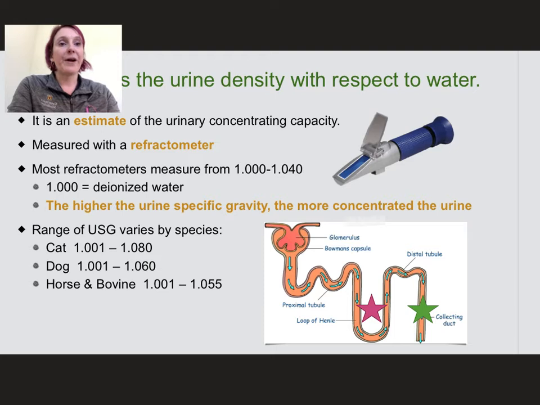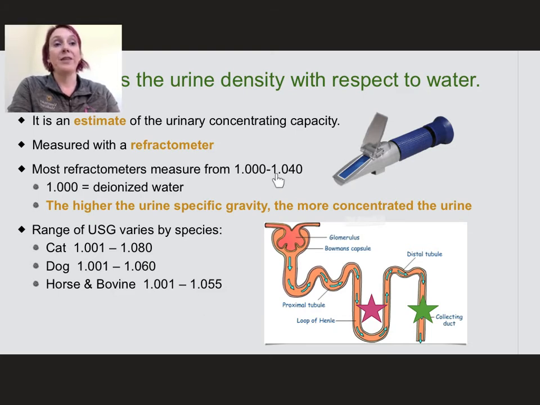So most refractometers measure from 1.000, which is deionized water, pure water, up to 1.040. Okay, and this is the terminology that we use in medicine for specific gravity. I know it's 1.040, but the shorthand that we talk about it is 10 and then the number. So 1040, 1080, 1001, 1055.